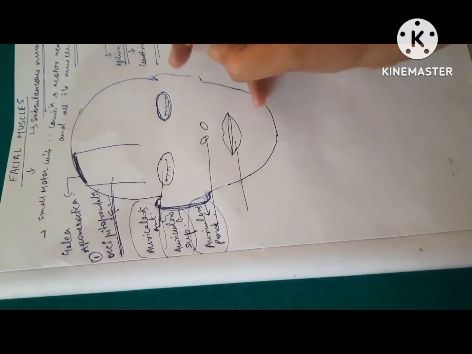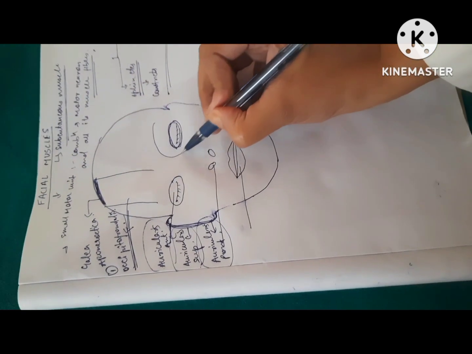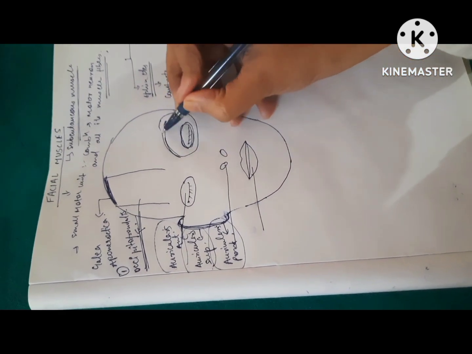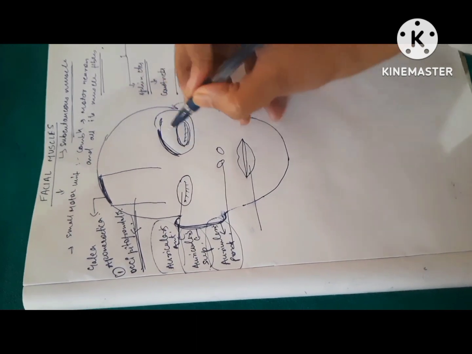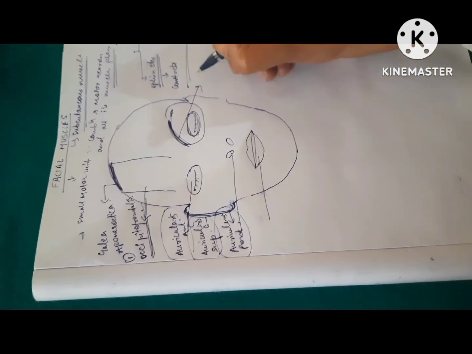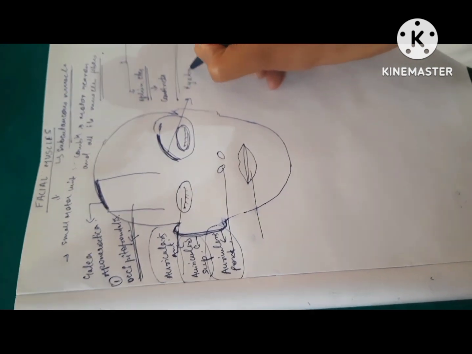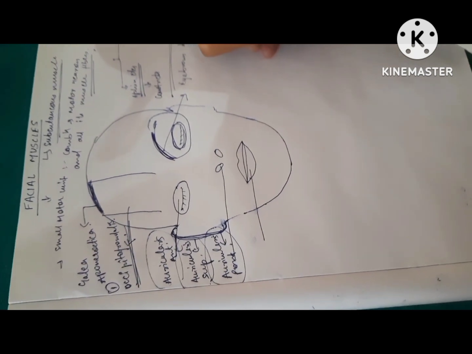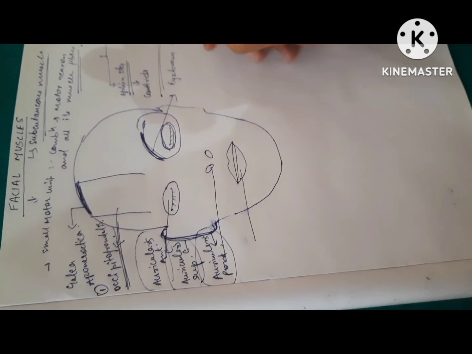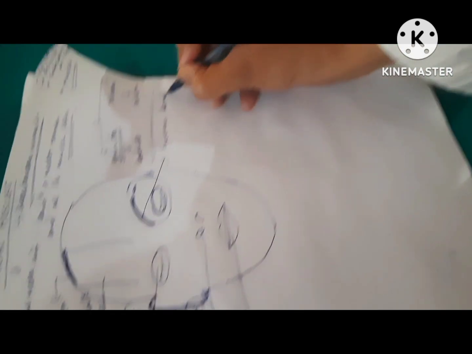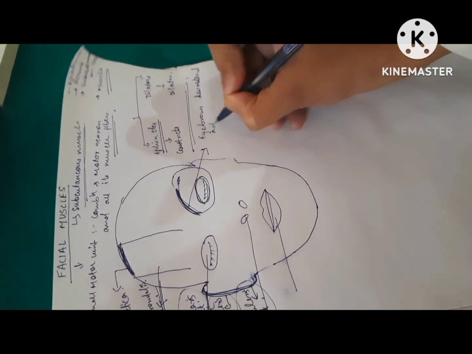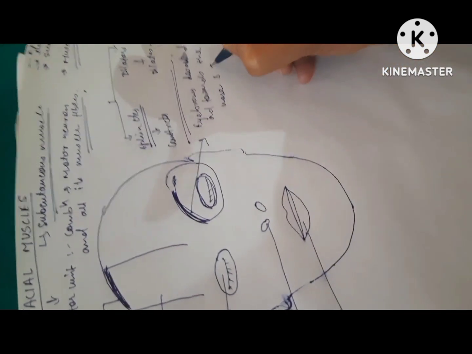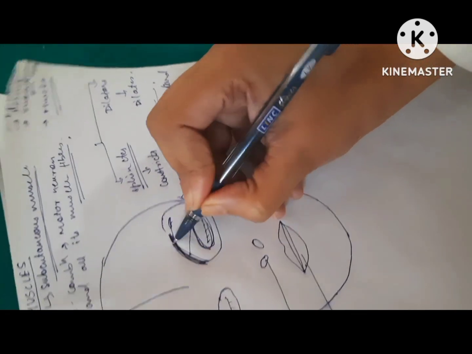Now see the muscles of the eyelids. First we will see the corrugator supercilii muscle. Here is the corrugator supercilii. What it does is it moves the eyebrows downward, not upward, and towards the nose and inner eye. So this is the corrugator supercilii muscle.